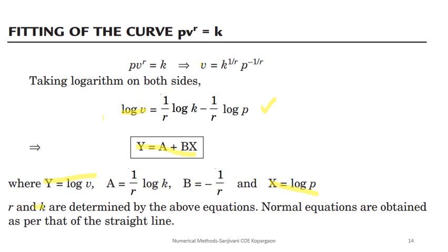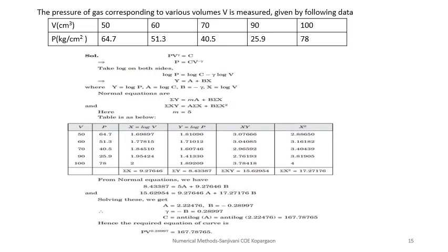So r and k are determined by the above equations. Normal equations are obtained as per the straight line equation. So here this is the problem. You could see that v and p. Here v is independent, p is dependent. So as v changes, p changes.